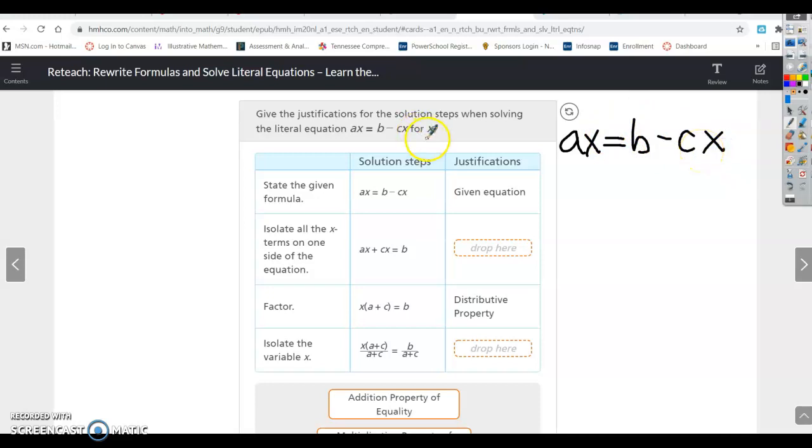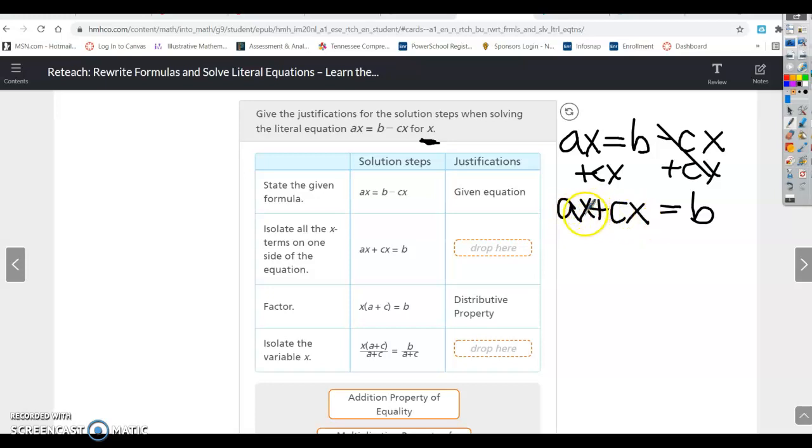All right, so if I'm solving for X, that means I've got to get my two X's on the same side of the equation. So I can add CX to both sides. So I'm going to have AX plus CX equals, this cancels, so that equals B. All right, A and C are different, so we can't just stick those together.